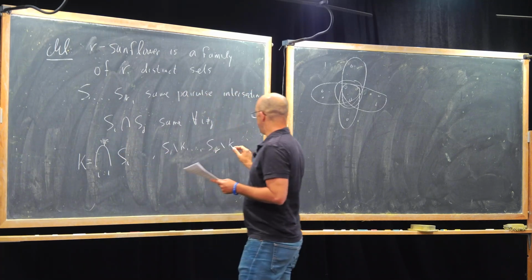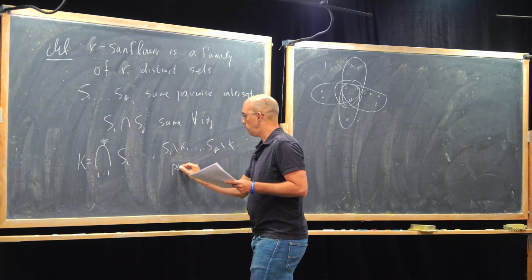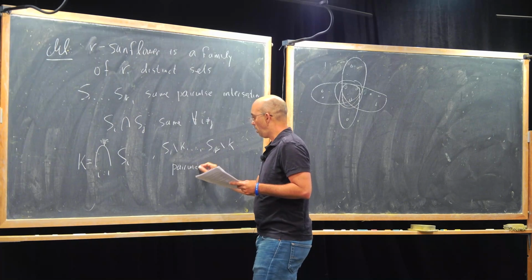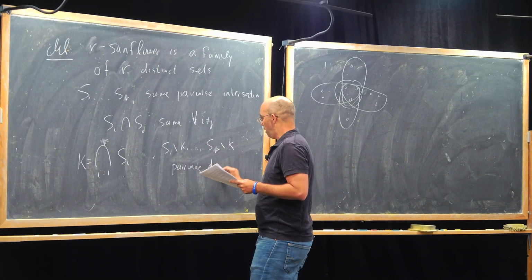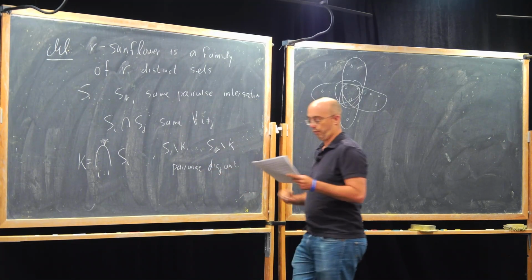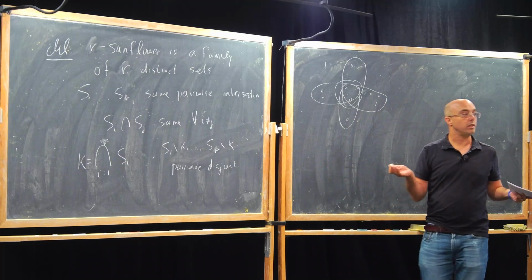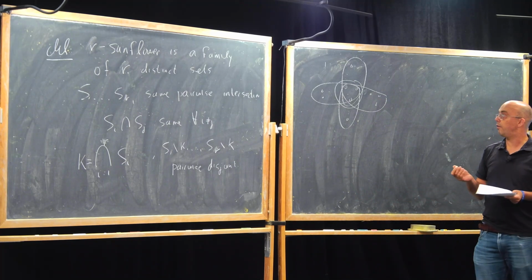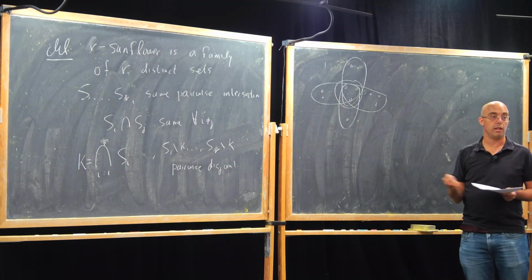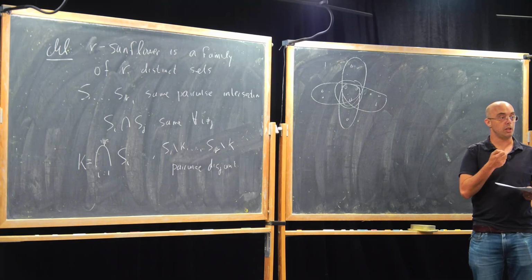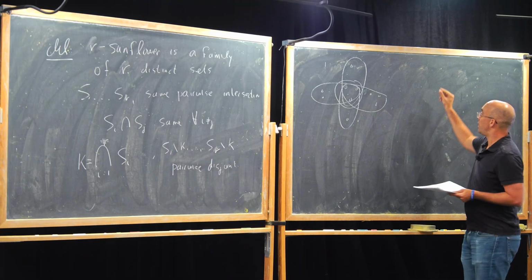S1 minus K up to SR minus K are all pairwise disjoint. OK? OK. So this is a sunflower. By the way, we don't have any constraints that the intersection is not empty. So this is another sunflower.